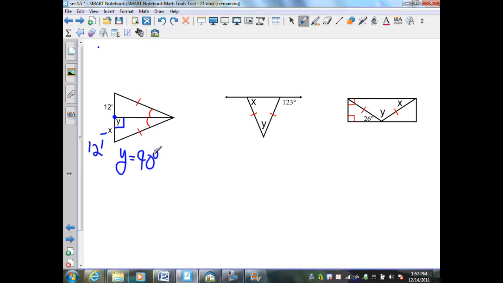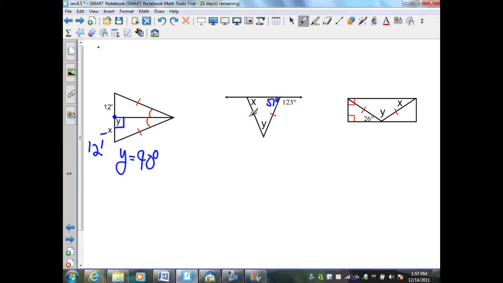The next diagram, I'm given an exterior angle. I know that I can find the value of this interior angle because these two are a linear pair. Their sum is 180 degrees. In other words, they are supplemental. So if I deduct 123 from 180 degrees, I'm going to get a value of 57 degrees for that interior angle.